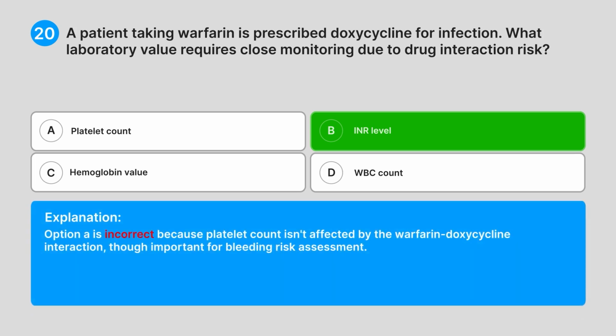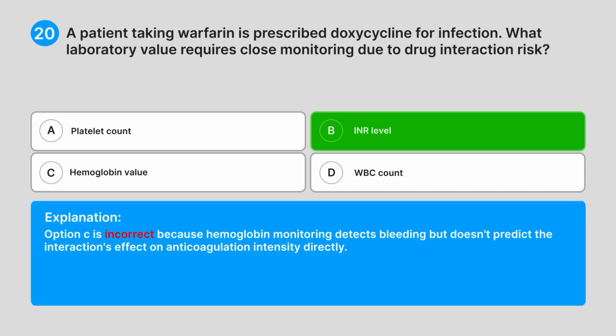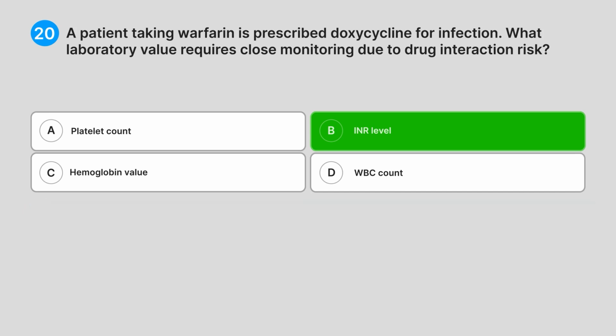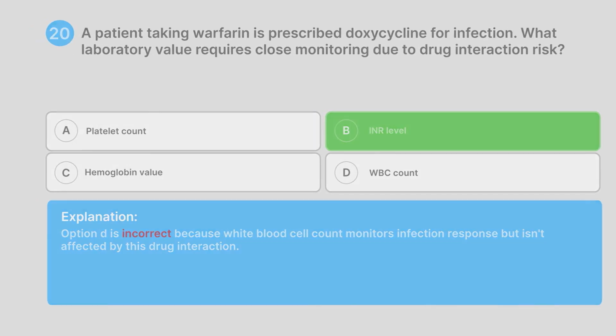Option A is incorrect because platelet count isn't affected by the warfarin-doxycycline interaction, though important for bleeding risk assessment. Option C is incorrect because hemoglobin monitoring detects bleeding but doesn't predict the interaction's effect on anticoagulation intensity directly. Option D is incorrect because white blood cell count monitors infection response but isn't affected by this drug interaction.